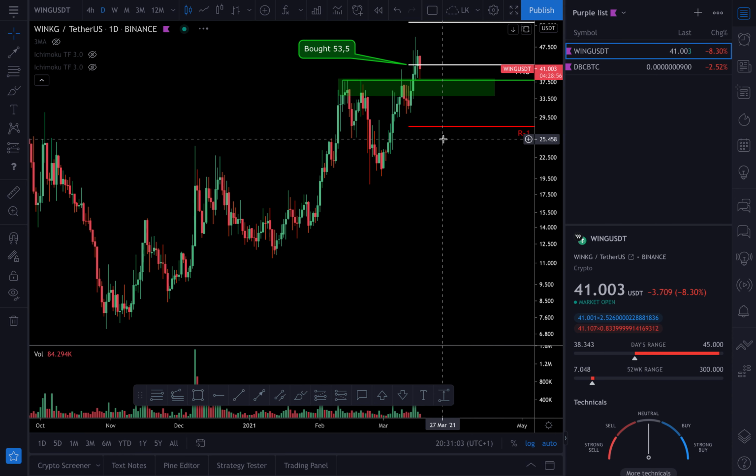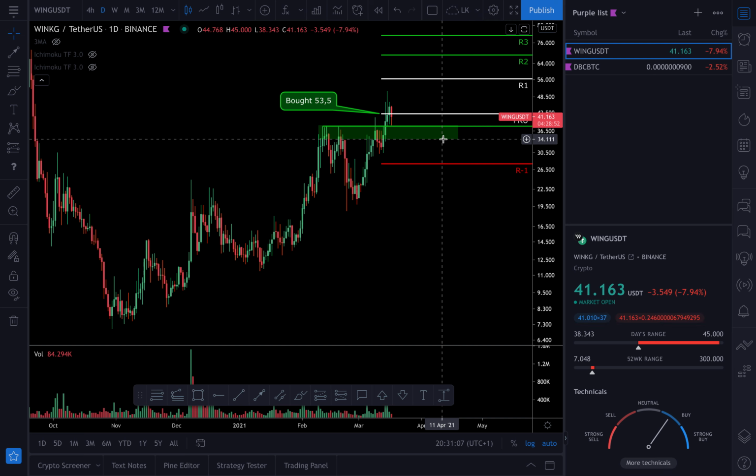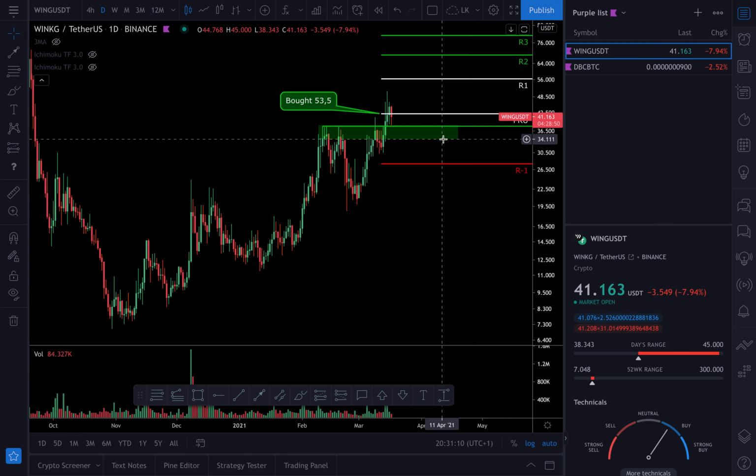So these are 2 risk management strategies, very intro. This is a small introduction to risk management. I hope I was not too complicated.